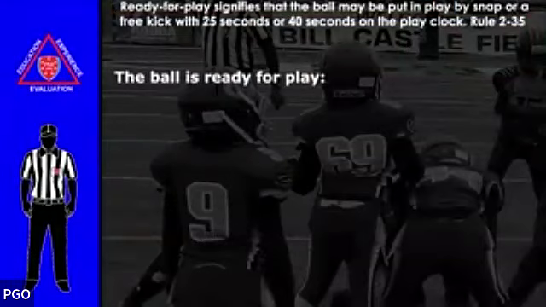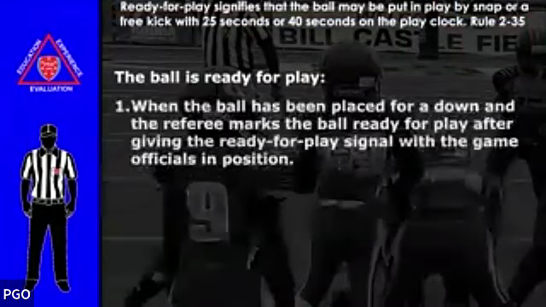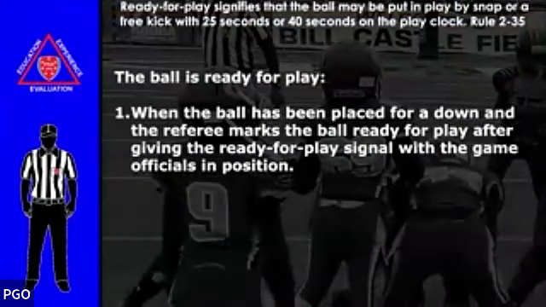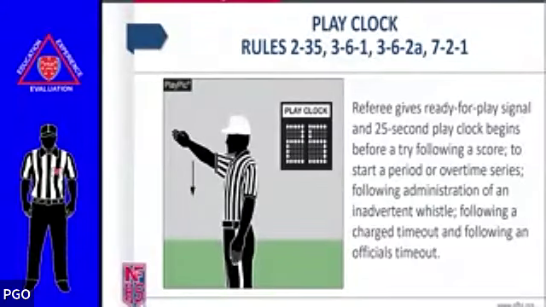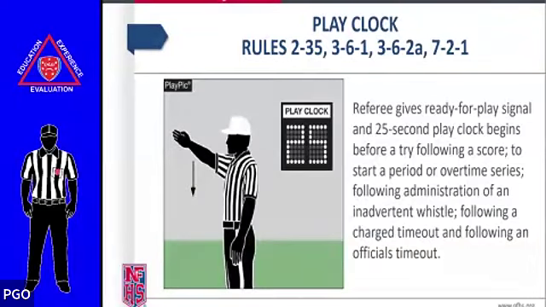All right. So the ball is ready for play. In two ways, the ball can be ready for play. When the ball has been marked and placed for a down, and the referee marks the ball ready for play after giving the ready for play signal with the game officials in position. Now, we're talking about a 25-second play clock. And on a 25-second play clock, there will be the signal and the whistle. You hear the referee blow the whistle. He'll blow the whistle to say, hey, the 25-second play clock is running, and obviously you've got 25 seconds to snap the ball.